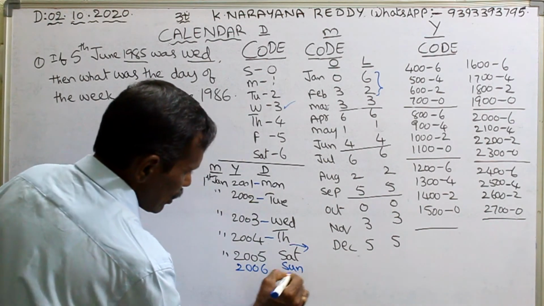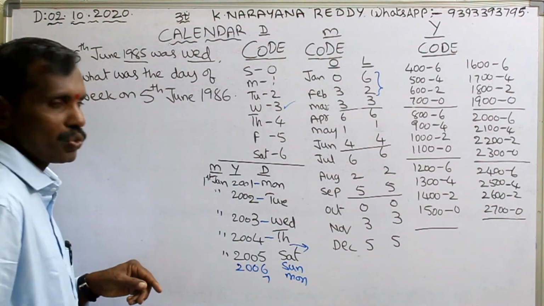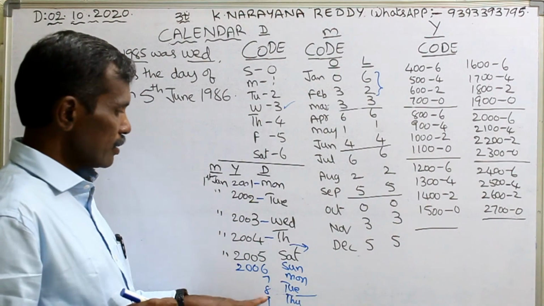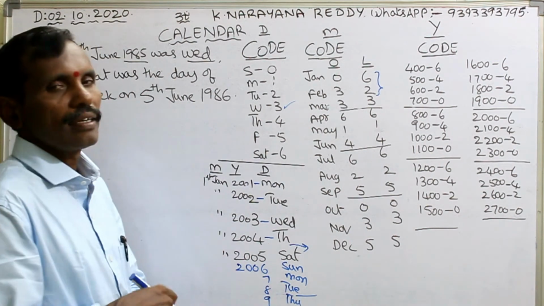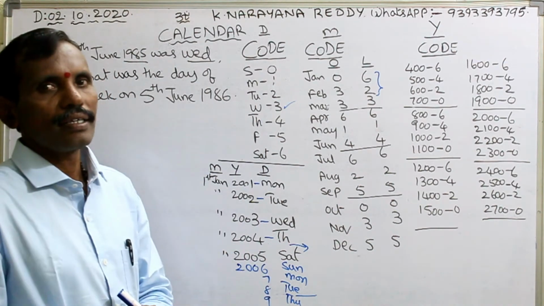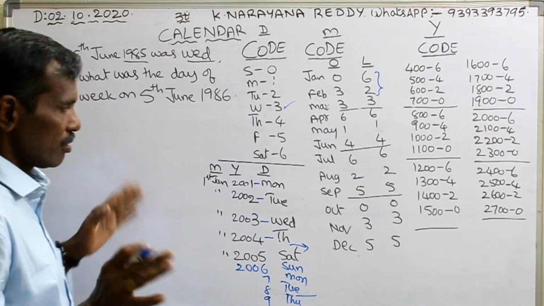Sunday. 2007 Monday, 2008 Tuesday, 2009 Thursday. Why? Because 2008 is a leap year. Yes or no? That is why you are leaving one day, because a leap year contains 2 odd days. That is the reason. That's all.